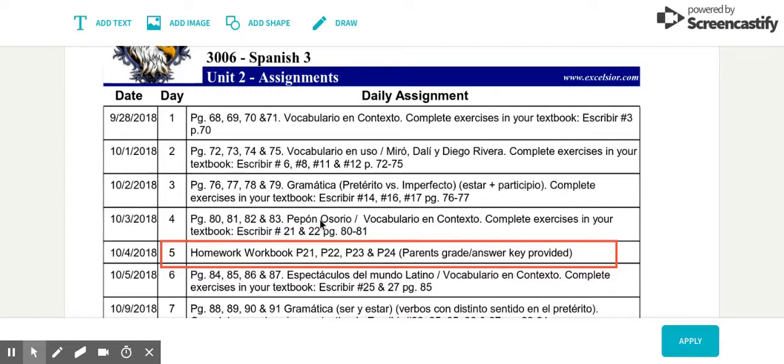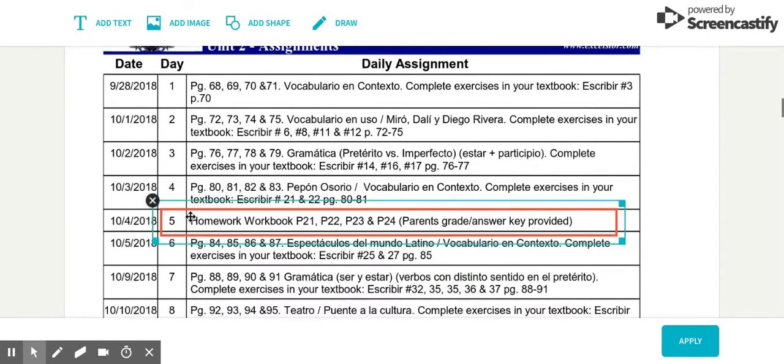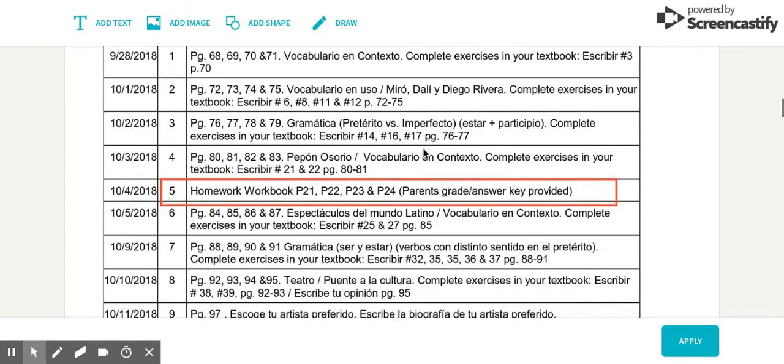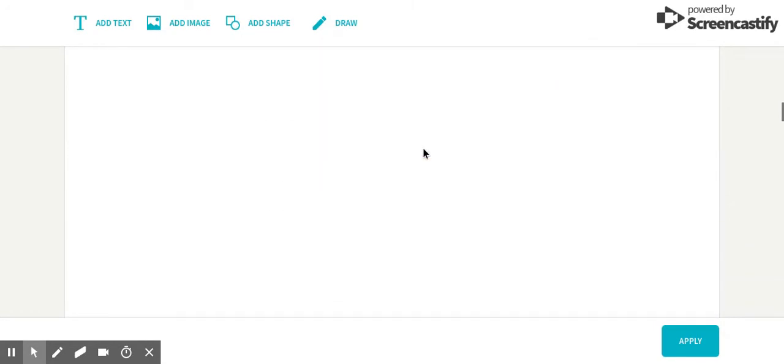So I'm assuming you have gone over that vocabulary and the grammar in those pages 68 through 71, and also the grammar pages 76 to 79. So what we're going to look at today is the day 5 assignment, the workbook pages 21, 22, 23, and 24. Okay, so let's get started.